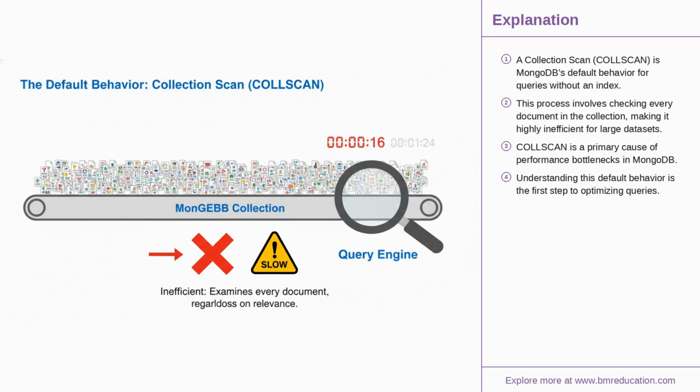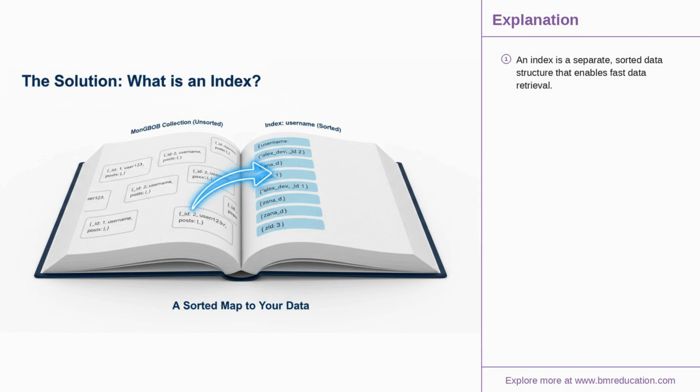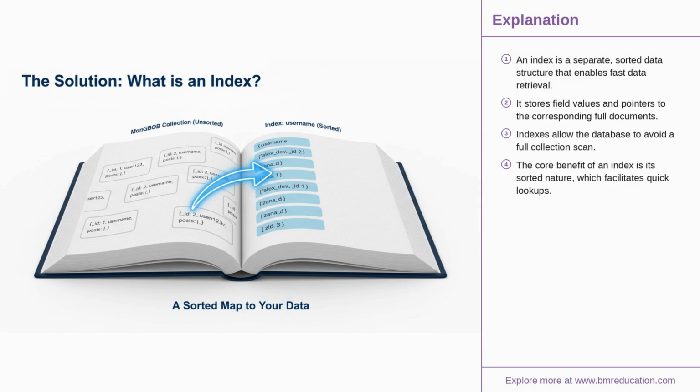Let's visualize this inefficiency. So, how do we fix the slow, exhaustive collection scan? The answer is an index. An index is a special data structure that stores a small portion of your data in a sorted, easy-to-search format. It holds the indexed field's value and a pointer to the full document's location on disk. Instead of scanning the entire collection, MongoDB can now use this sorted map to find exactly what it needs almost instantly.